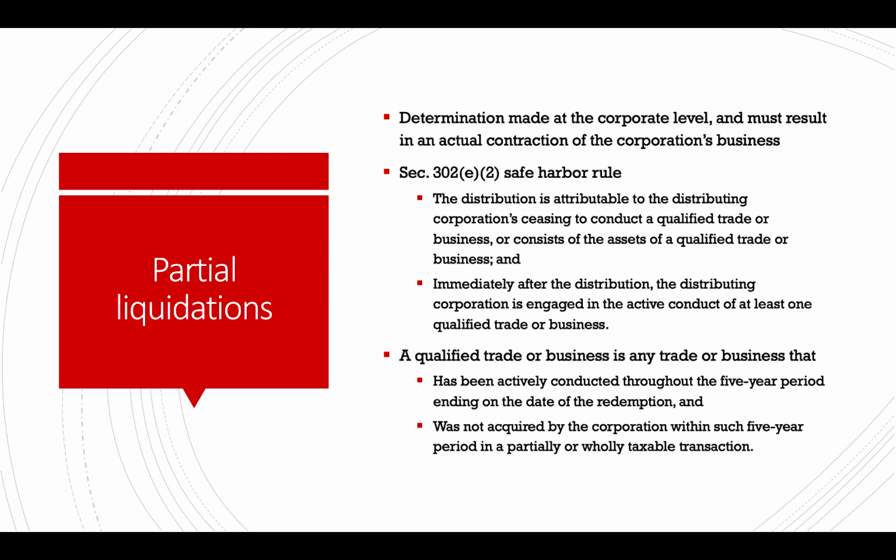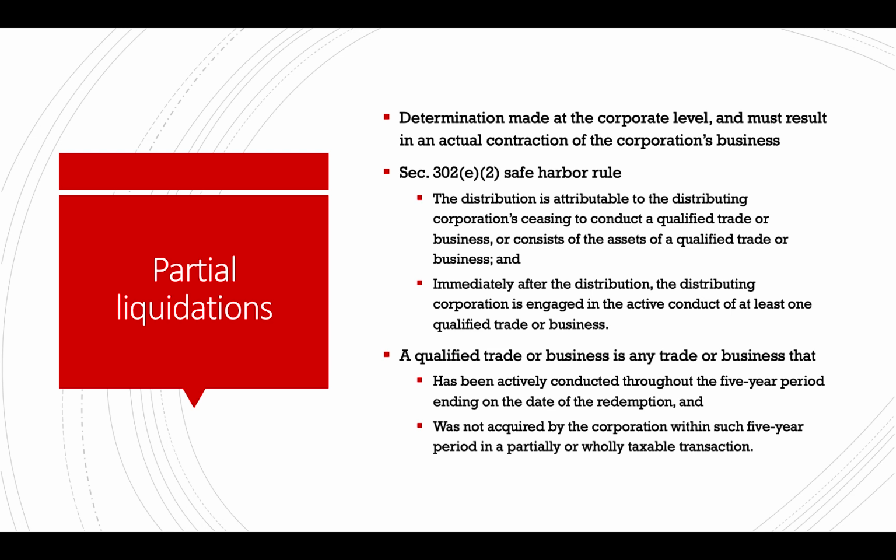Here there's a safe harbor, a Section 302(e)(2) safe harbor. A safe harbor means if I do these things, the IRS has already blessed this transaction. If I do these things, it is a partial liquidation. The distribution is attributable to the distributing corporation ceasing to conduct a qualified trade or business or consists of the assets of a qualified trade or business, and immediately after the distribution, the distributing corporation is engaged in the active conduct of at least one qualified trade or business.